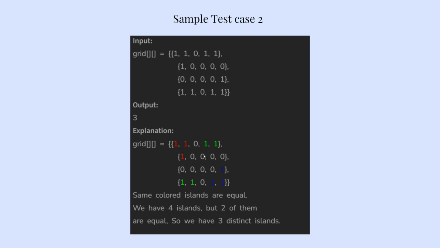But whereas in the red colored ones and in the blue colored ones, if we rotate the red colored ones twice, we will be getting the blue colored ones, which is taking two rotations. So this is not considered to be a distinct island.